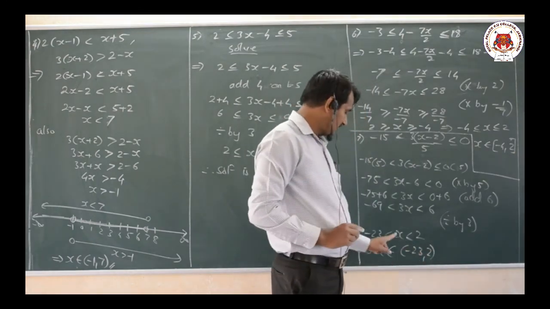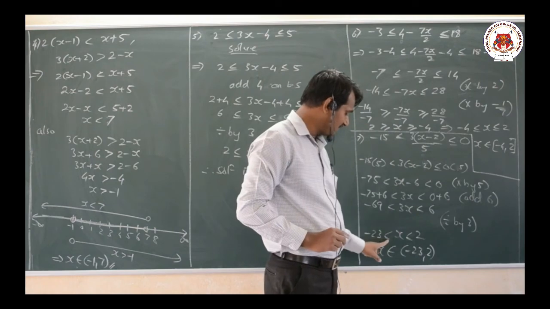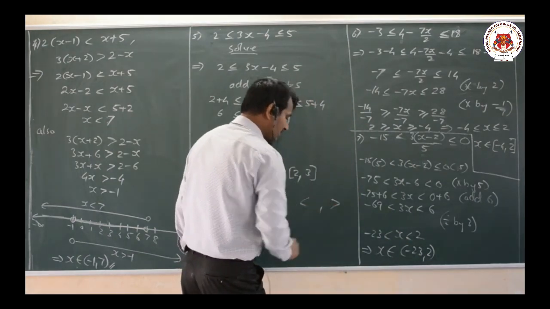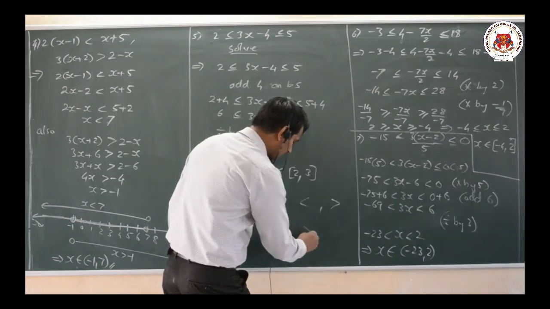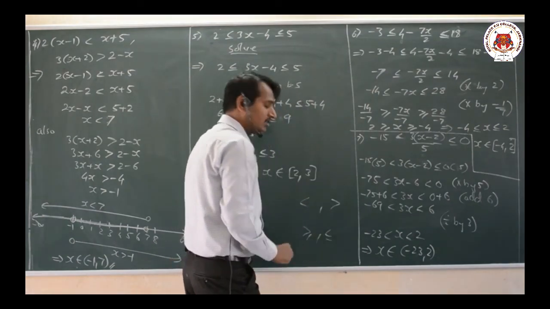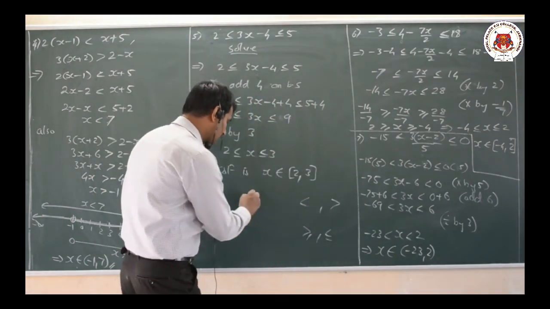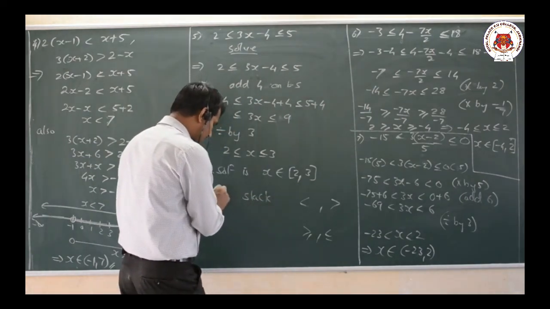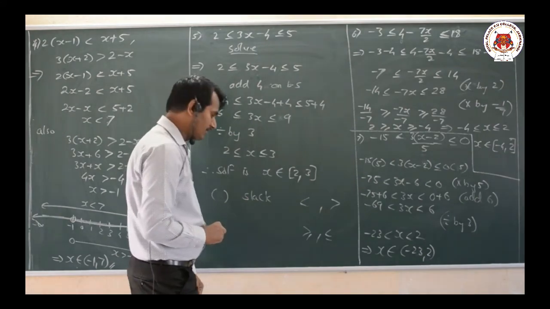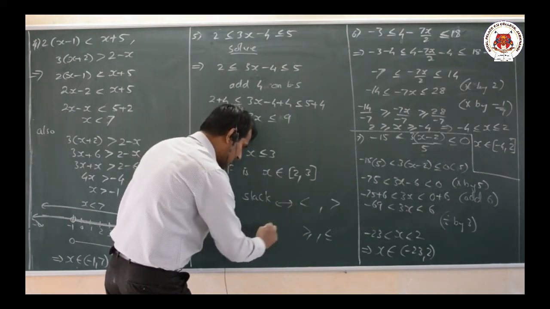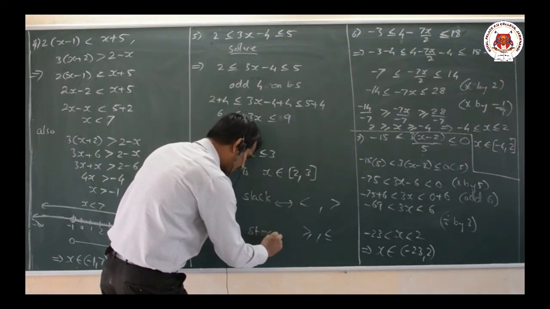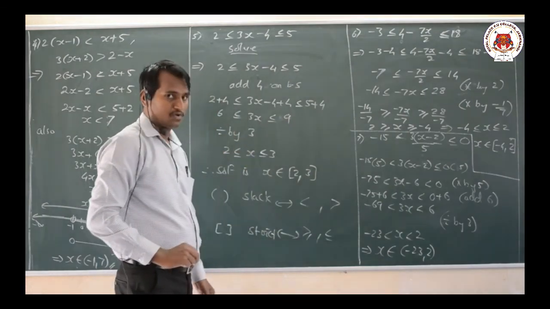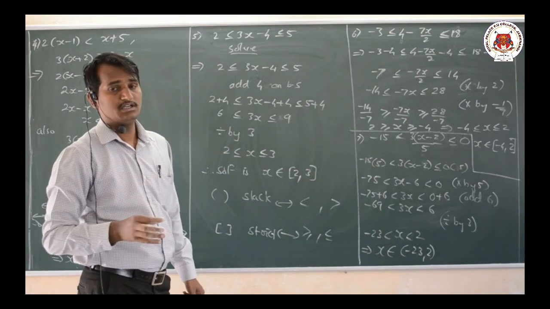Since these are slack inequalities wherever there, these two are nothing but the slack inequalities. And here greater than or equal to and less than or equal to are called strict inequalities. In the slack case we always make use of an open interval, whereas in strict inequalities we always make use of closed intervals. That is a very important point to remember.